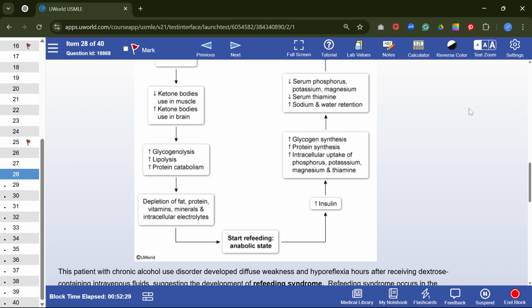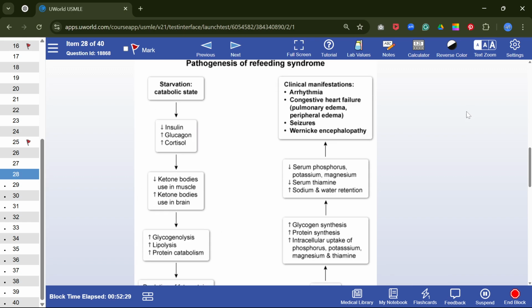Anabolic state which will increase insulin, increase glycogen synthesis, increase protein synthesis, increase intracellular uptake of phosphorus, potassium, magnesium, and thiamine, decrease serum phosphorus, potassium, magnesium, decrease serum thiamine, and increase sodium and water retention. There may be arrhythmia, congestive heart failure, pulmonary edema, peripheral edema. There may be seizure and Wernicke encephalopathy.